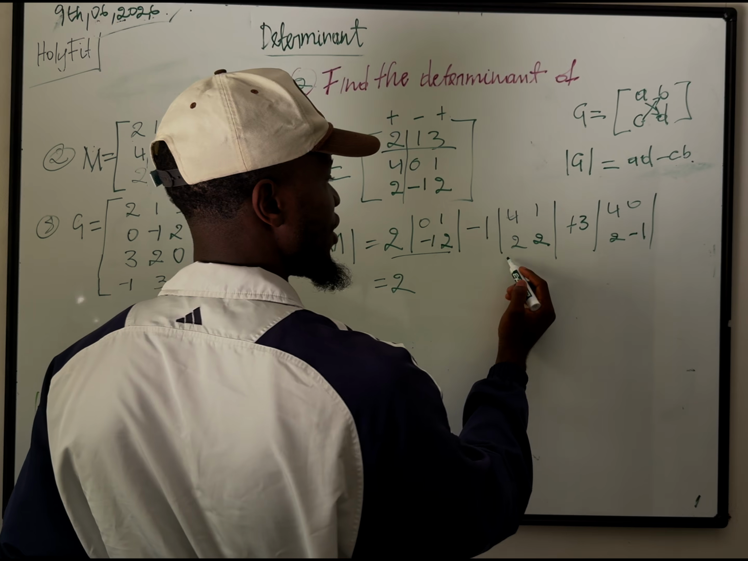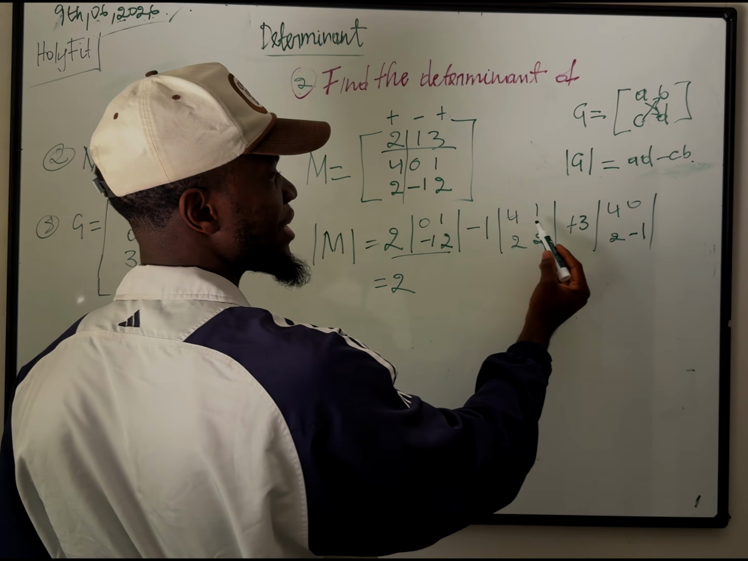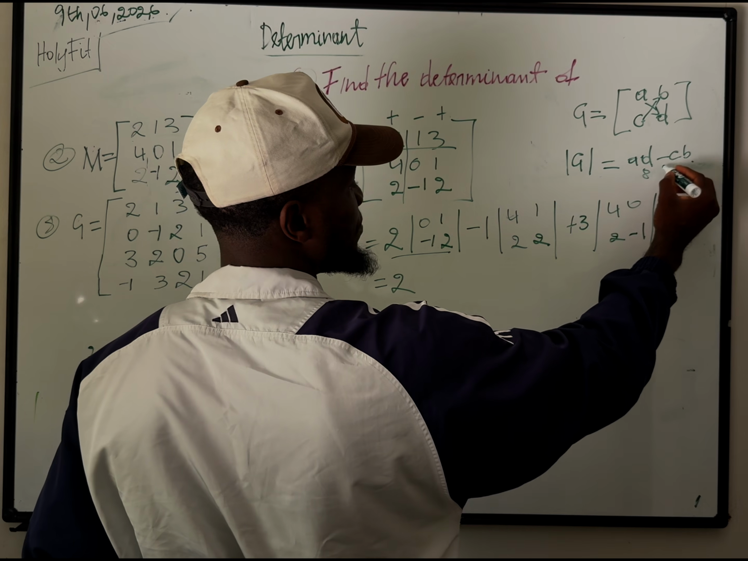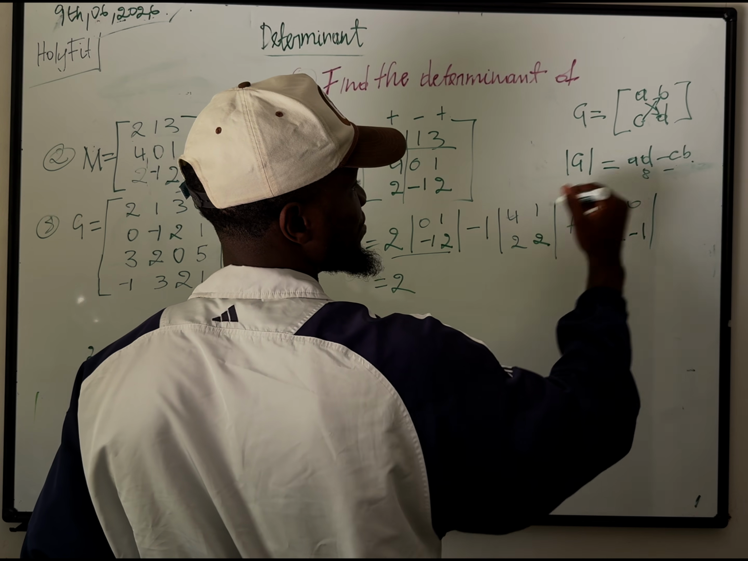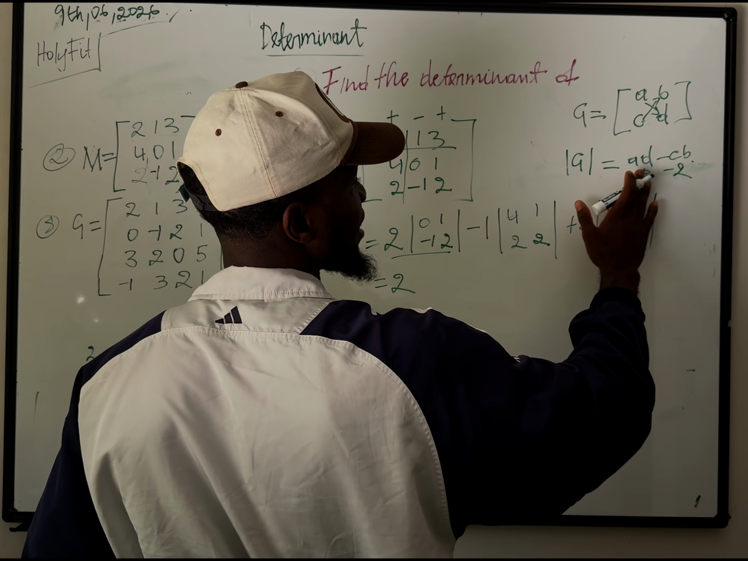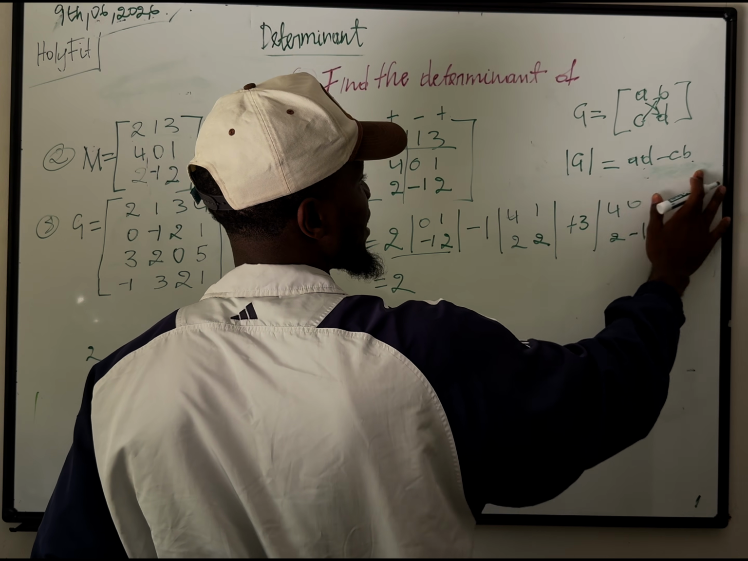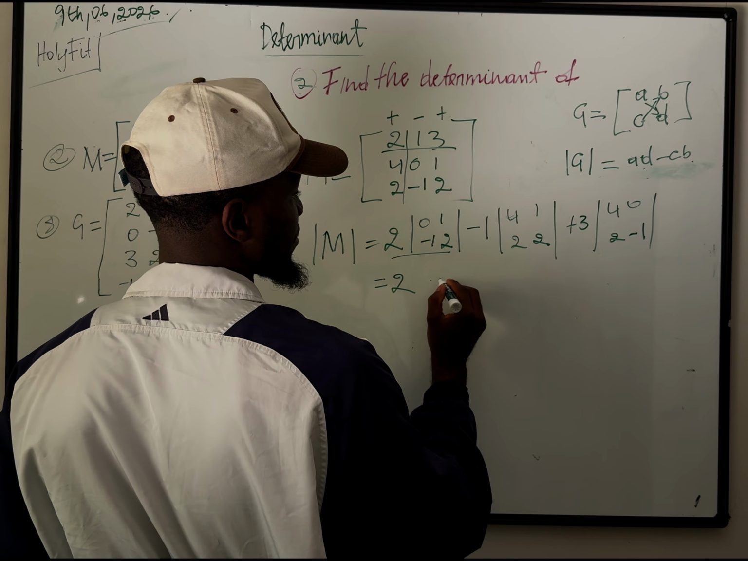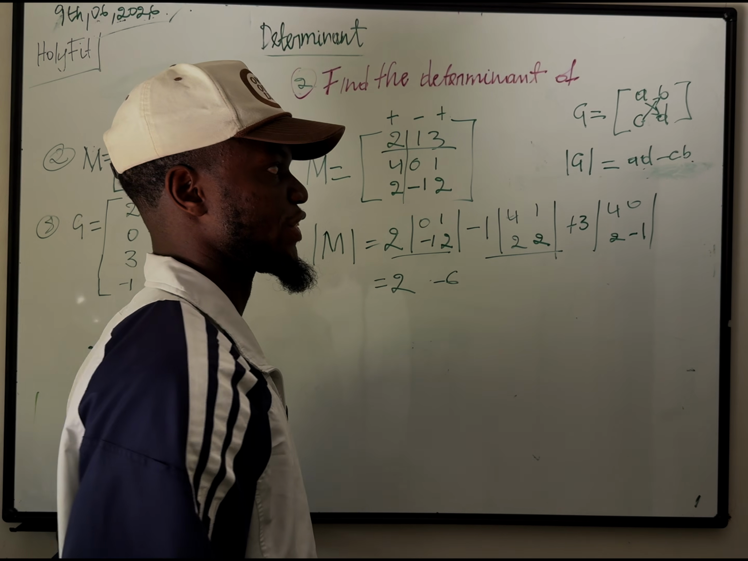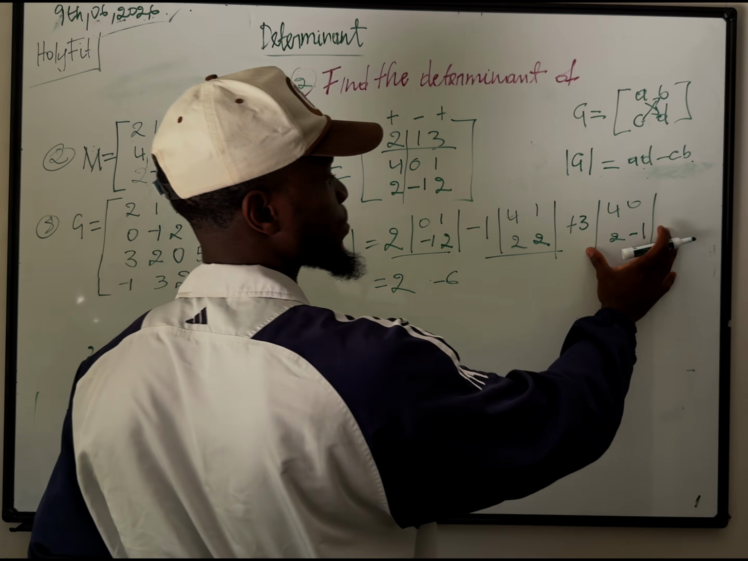We're going to go here. Here we're having 8 minus how much? -2, which is 6. So 6 times -1 is -6. This also is checked. So we're going to go to the last one.